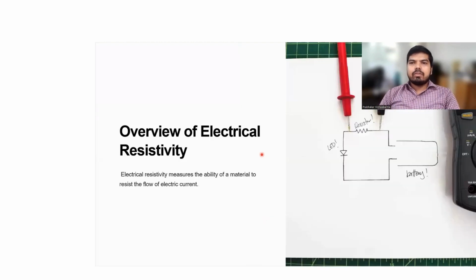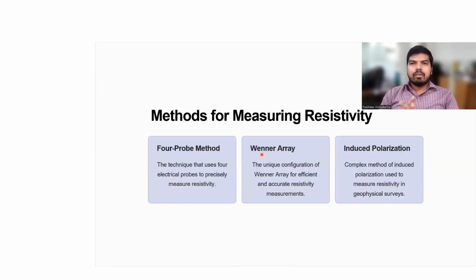So let us begin. As we know, a material may be conductive or non-conductive. Once you flow current inside a conductive material, different materials have different abilities to make a path for the flow of current. Electrical resistivity measures the ability of a material to resist the flow of current. How much current is going to be resisted within a material is known by the electrical resistivity.